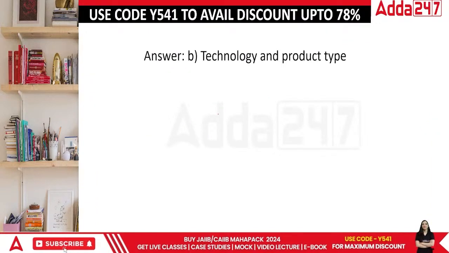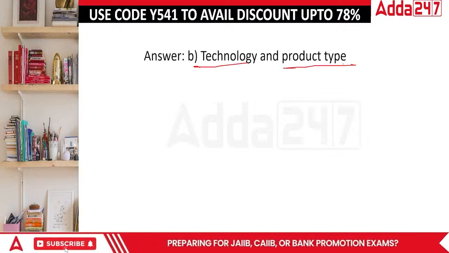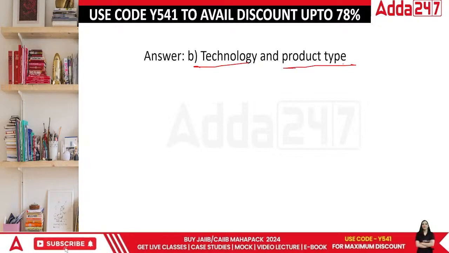The answer is technology and product type. When we look at technology and product type, this is where we are looking at whether things are going to affect us in terms of the environment or not. है ना?